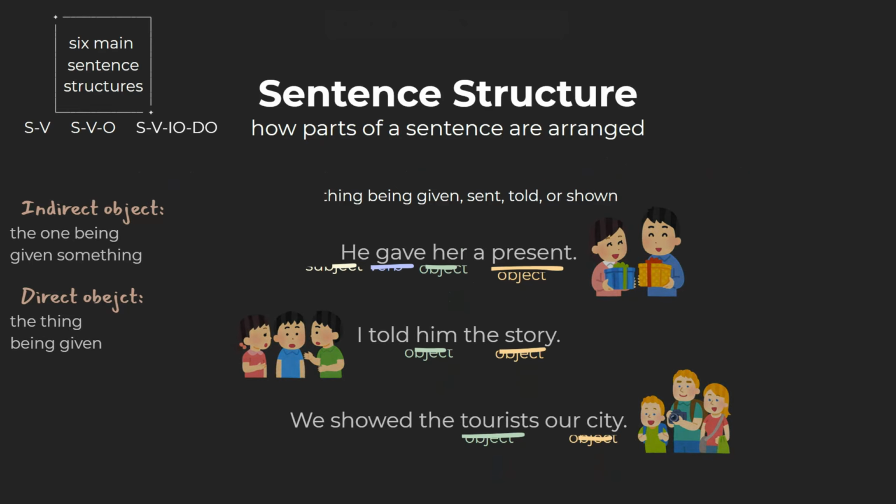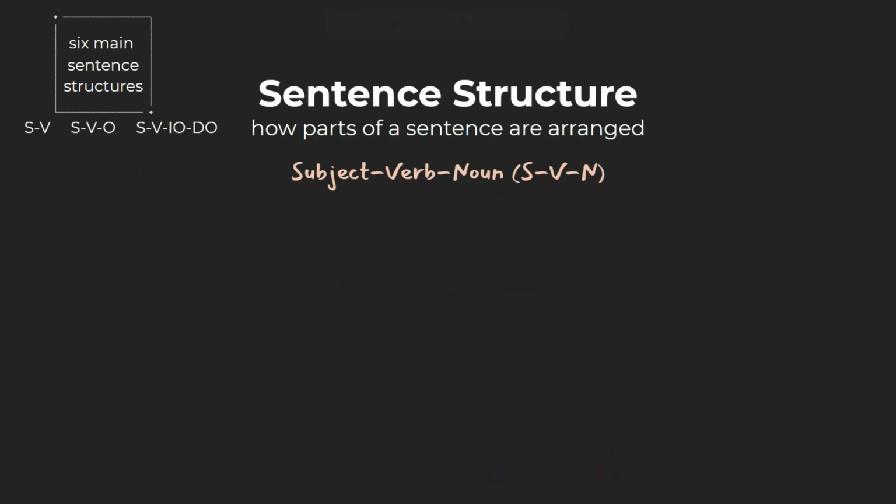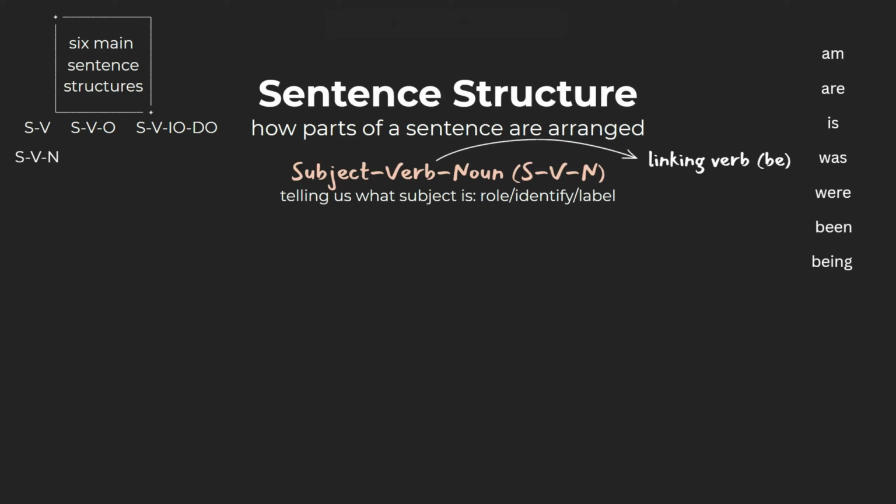The next sentence structure is subject-verb-noun, or SVN. In this structure, our verb is a linking verb, and most of the time it's a form of the verb be, which includes all of its forms: am, are, is, was, were, been, and being. Instead of showing an action, this structure is telling us what the subject is, often in terms of a role, identity, or label. For example, we might have, "He is a doctor."